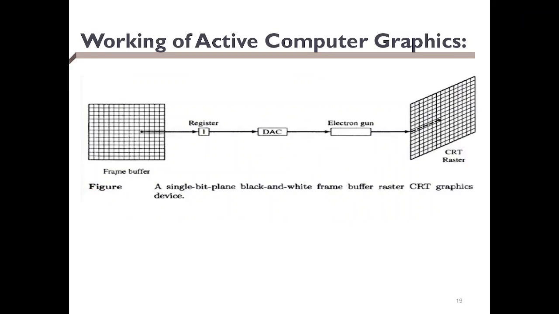So, the working of an active computer graphics. Like I said, we have the frame buffer or the digital memory, then it's sent into a register, then into a DAC, then the electron gun. We will talk about the electron gun in later tutorials. But this is a single bit plane, which is a black and white frame buffer raster CRT graphics device. We'll talk more about the raster and the electron gun in the coming lecture, but this is just a simple illustration of how active computer graphics actually works.